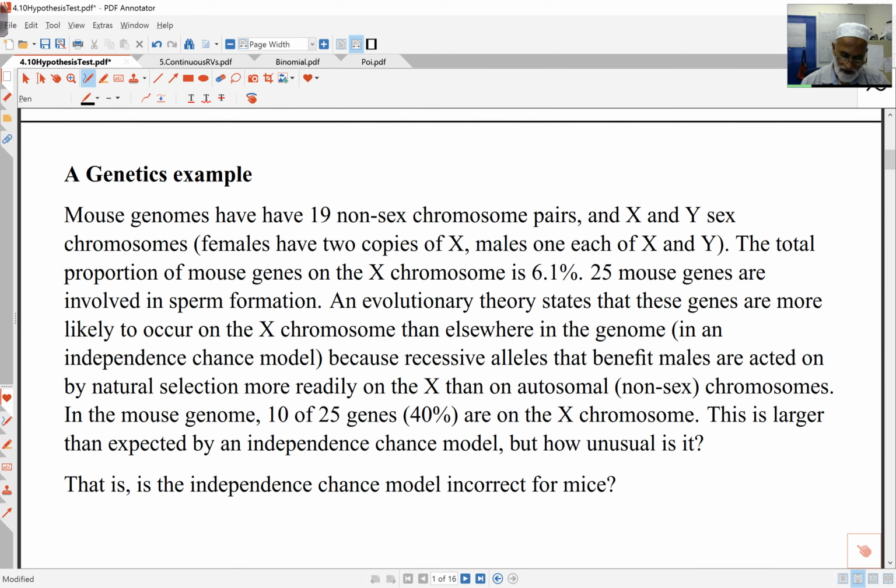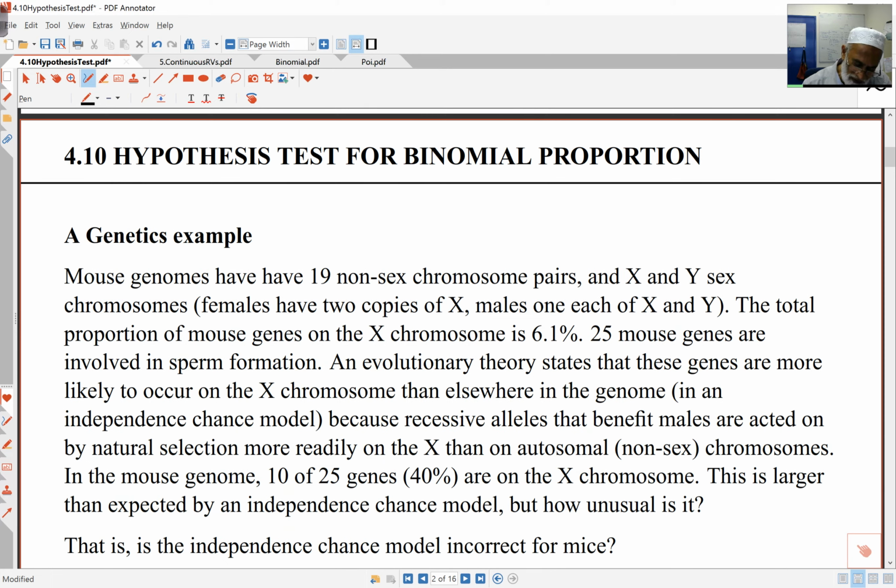An example from genetics. Mouse genomes have 19 non-sex chromosomes in addition to the X and Y sex chromosomes. Of course, females have 2 X's and males have an X and a Y. The total proportion of mouse genes on the X chromosome is 6.1%. Now, 25 mouse genes are involved in sperm formation. There are two theories about how these things work. One is that this is entirely by chance, and that's called the independent chance model. And the second is there's some evolutionary aspect of this. In other words, this doesn't happen quite at random, and there's some direction or channeling of this.